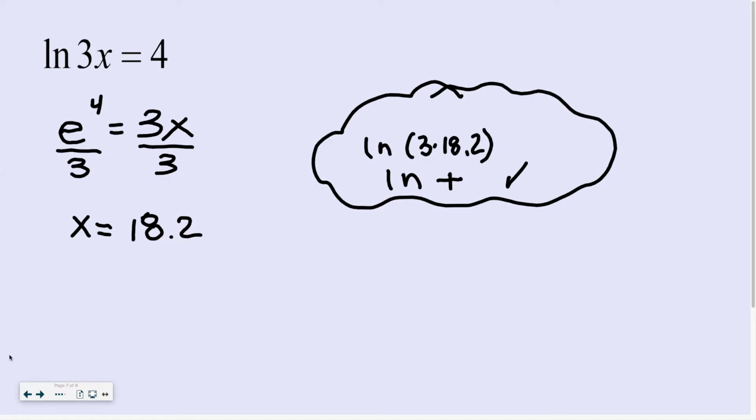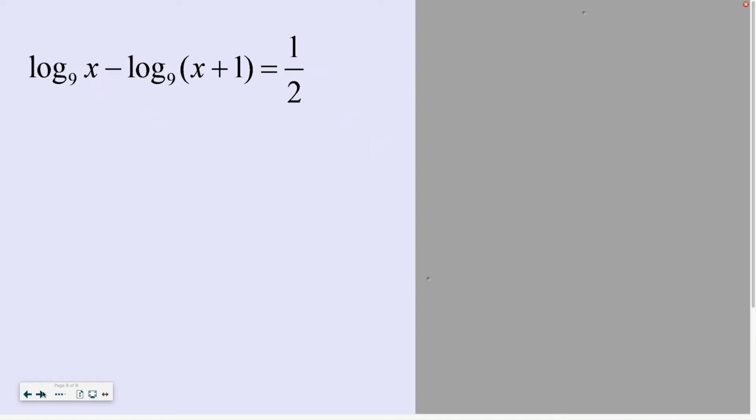Okay, so let's do some more interesting logarithmic equations. Suppose we have log base 9 of x minus log base 9 of x plus 1, and it's equal to 1/2.